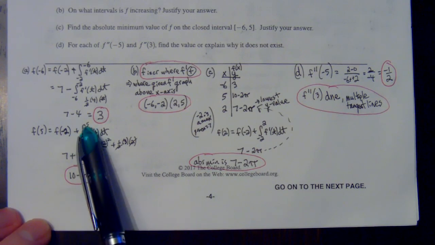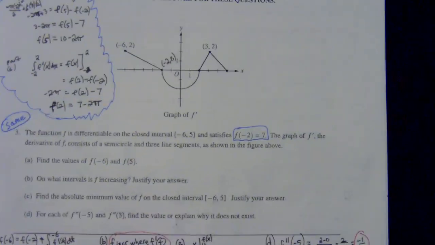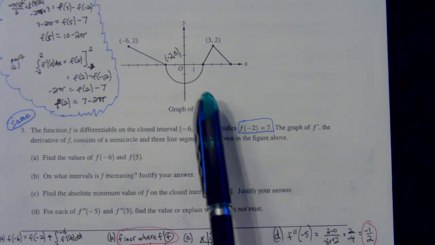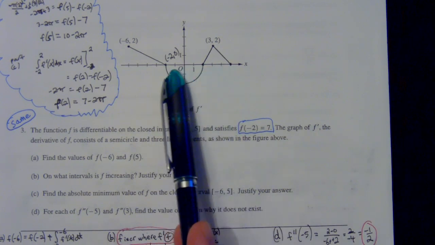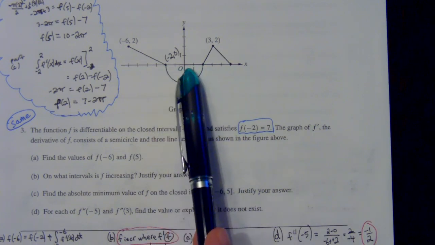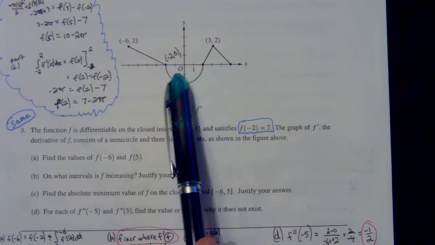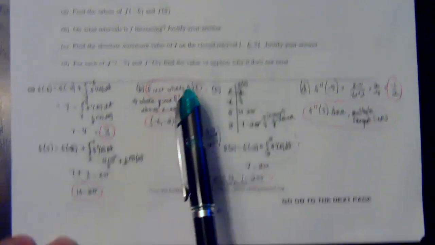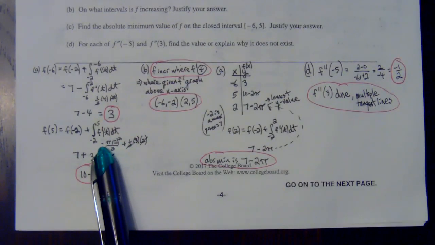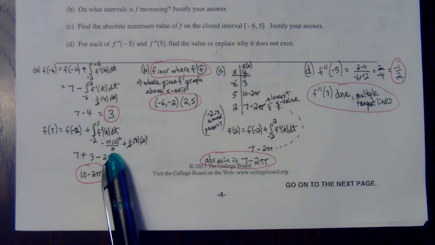When I do the integral between -2 and 5, your number representation of the integral is going to be the area in between -2 and 5. So this area of a semicircle, that's pi times r squared divided by 2. That's pi times 2 squared divided by 2, which is 2 pi for that area. But since that's below the x-axis, you have to stick a negative in front. So that's going to be -2 pi for that part.